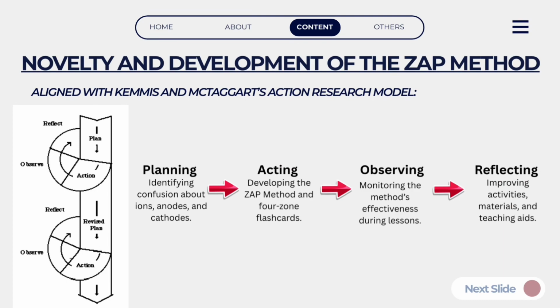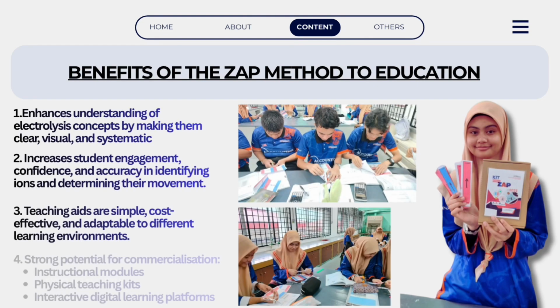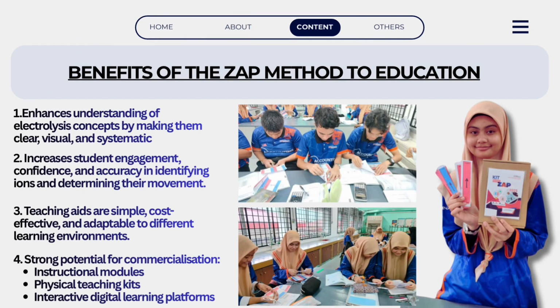The ZAP method aligns with the Kemmis and McTaggart action research cycle: problem identification, implementation of the method, observation of students' responses, and refinement of materials. Between 2023 and 2025, the method evolved from a simple name-split approach to a complete instructional kit with a flashcard and an interactive simulation. This innovation makes electrolysis easier to understand by presenting the concepts clearly, visually, and systematically.